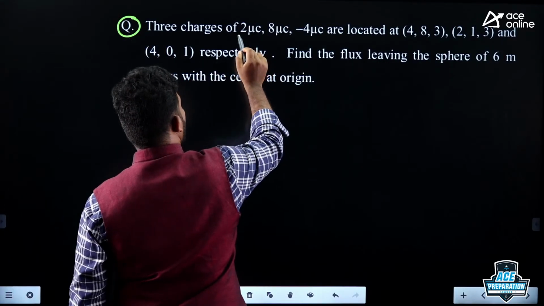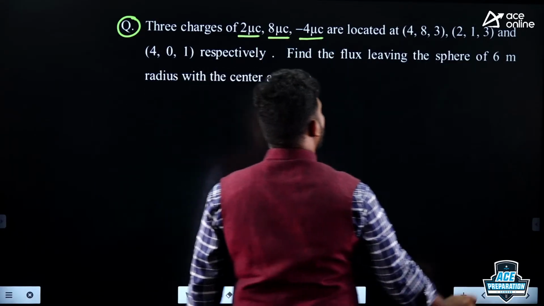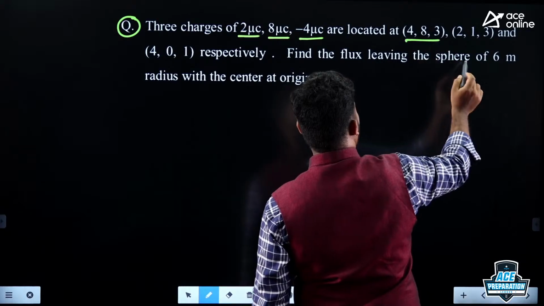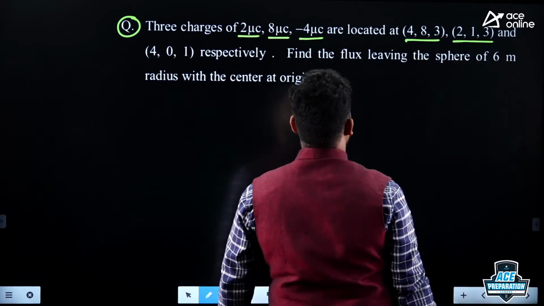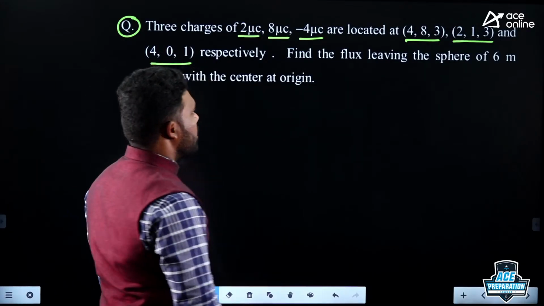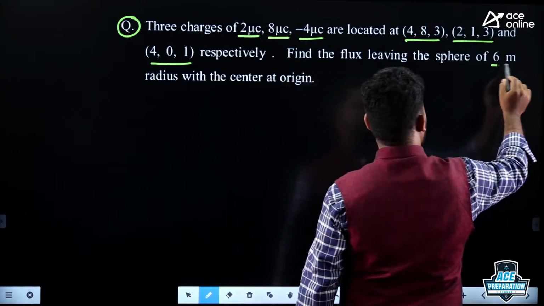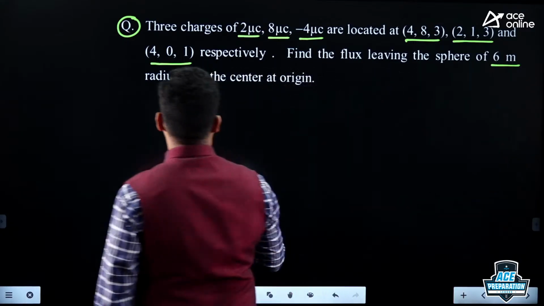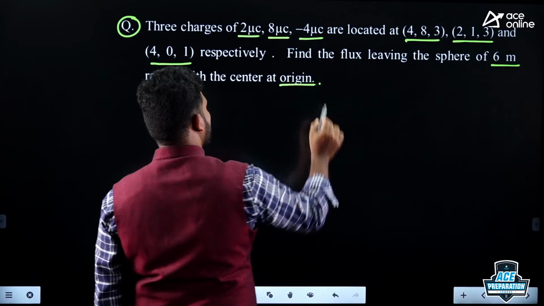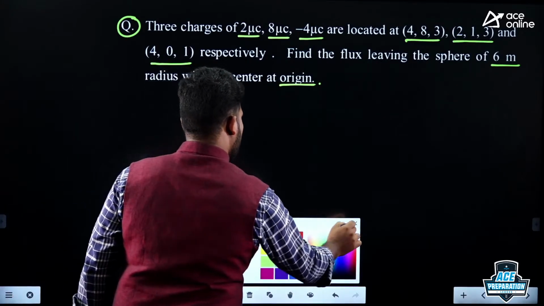Three charges of 2 microcoulombs, 8 microcoulombs, minus 4 microcoulombs are located at (4, 8, 3), (2, 1, 3) and (4, 0, 1) respectively. Find the flux leaving the sphere of 6 meters radius. How much is that? 6 meters radius with center at origin. Okay, fine. Now observe here.